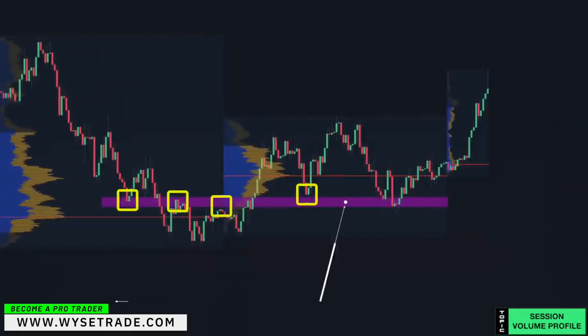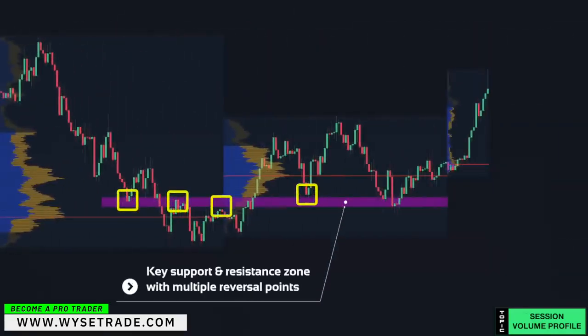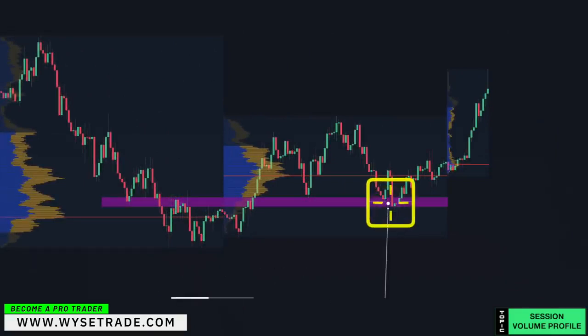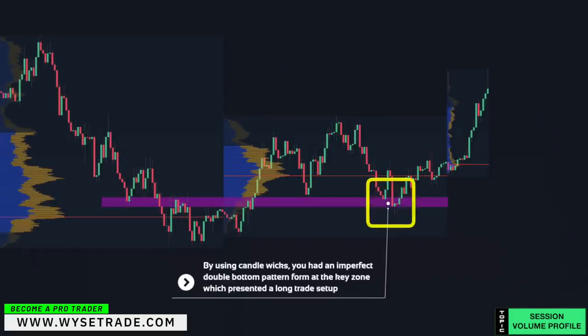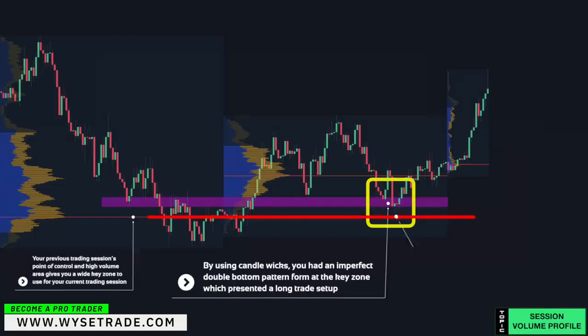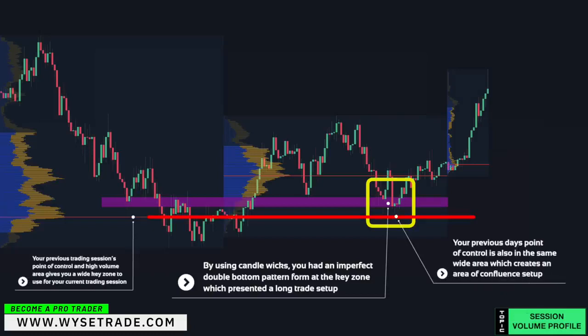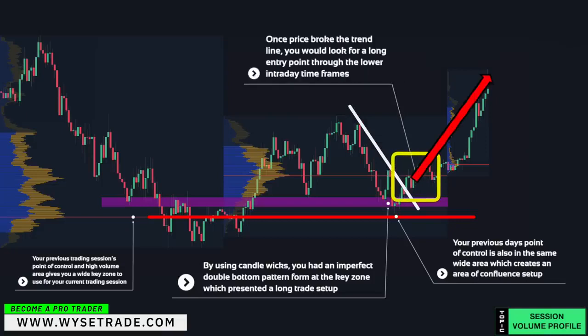These reversal points give you a key zone. As price comes back down, by using candle wicks, you had an imperfect double bottom pattern form at the key zone, which presented a long trade setup. Your previous day's point of control is also in the same wide area, which creates an area of confluence. Trendline placed above, and once price broke the trendline, you would look for a long entry point through the very low intraday timeframes.